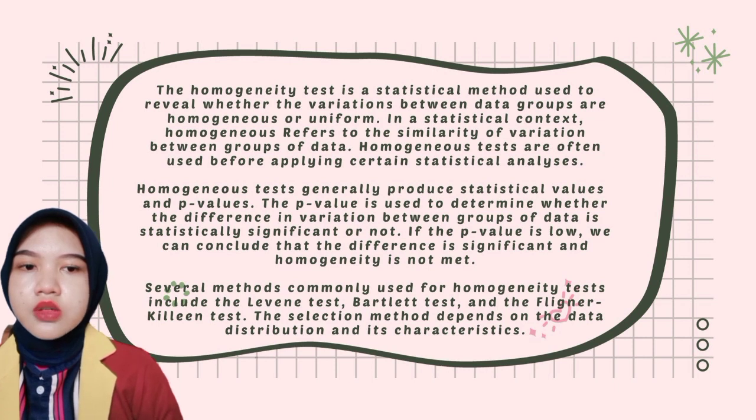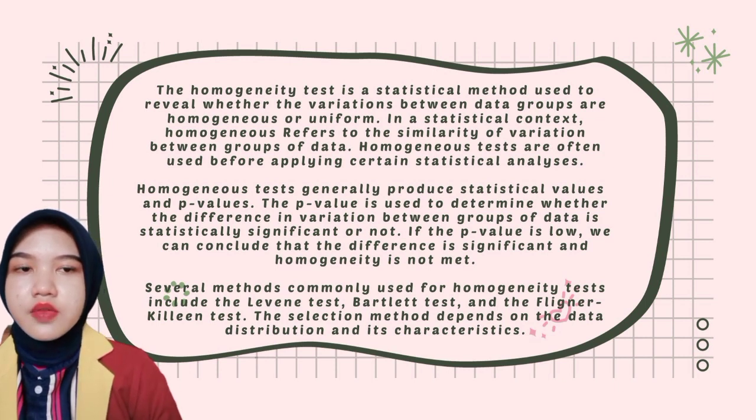The p-value is used to determine whether the difference in variation within groups of data is statistically significant or not. If the p-value is low, we can conclude that the difference is significant and homogeneity is not met. Several methods commonly used for homogeneity tests include the Levene test, Bartlett test, and the Fligner-Killeen test. The selection of method depends on the data distribution and its characteristics.